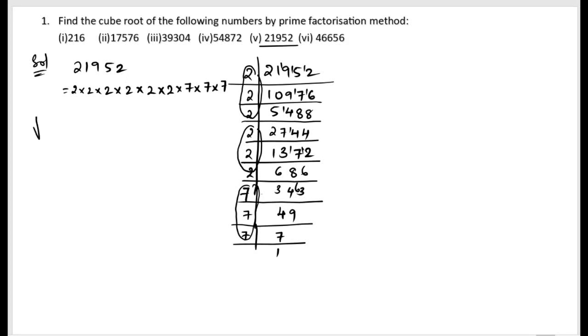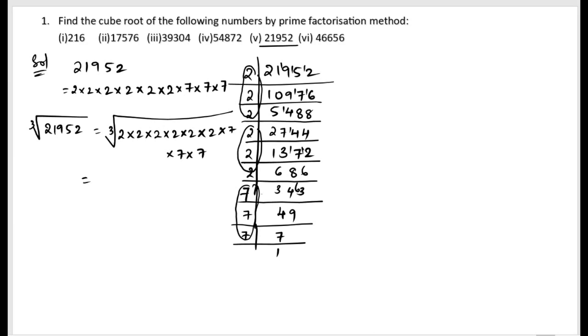So therefore, the cube root of 21952 is, let us write down that again. So 2 into 2 into 2 into 2 into 2 into 2 into 7 into 7 into 7. Whatever numbers are present, if the same number is present 3 times, we will take it as a single. So 2, next this is also a single 2, and next is 7. So 2 twos are 4, 4 sevens are 28. Therefore, the cube root of 21952 is 28.